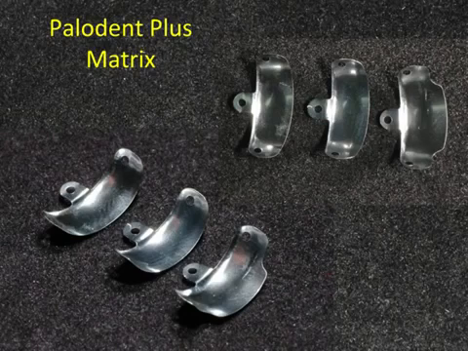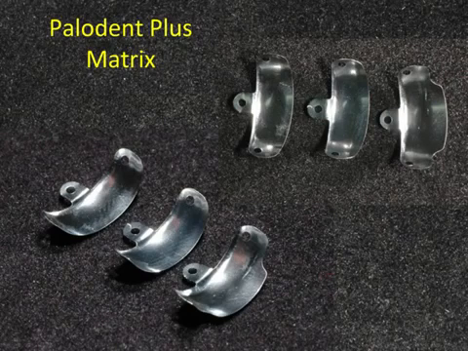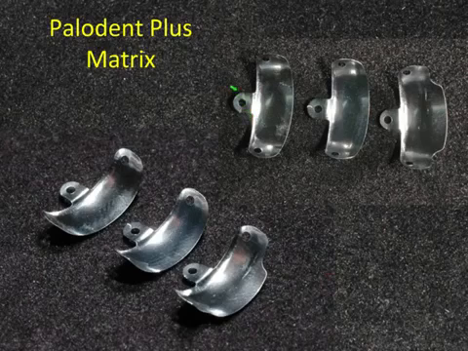Here we see some of the matrix bands in place. These matrix bands have rolled marginal ridges. These marginal ridges are designed to line up with the adjacent interproximal anatomy. These little grip tabs, which assist us in delivering the matrix into the mouth, are then intended to be folded over the adjacent natural tooth.